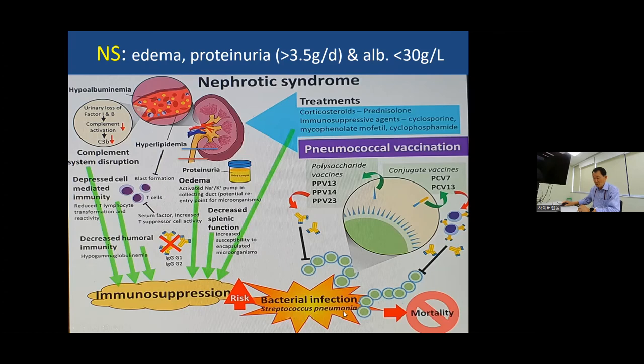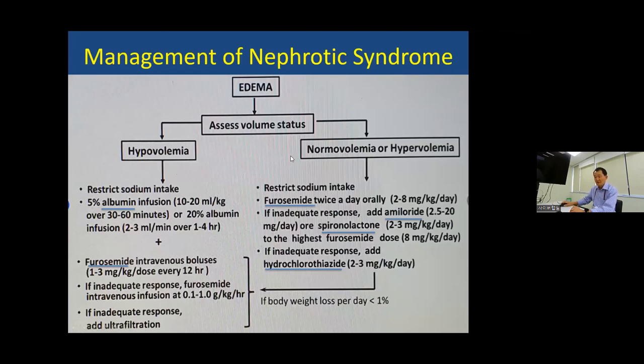But streptococcal pneumonia is also a problem. And so vaccination, other things have been tried, and certainly immune suppression, using some T suppressor cell things has been reported. Okay, so with either normal volume or hypovolemia, you have to restrict sodium intake, and certainly use Lasix and some albumin infusion, that kind of thing.